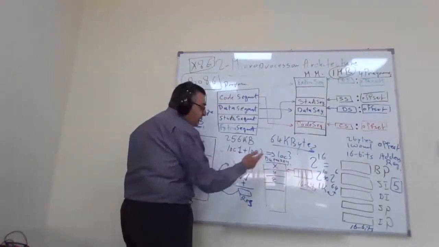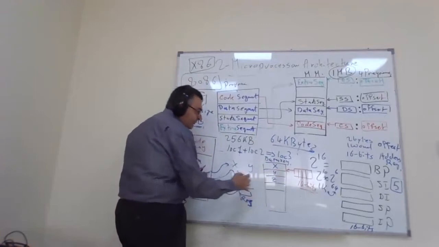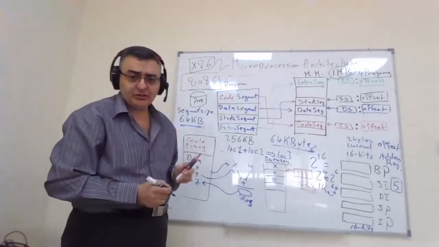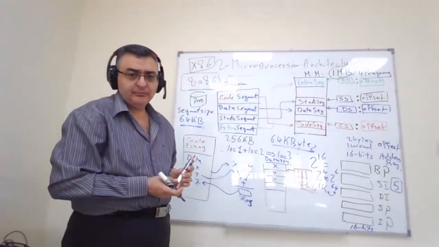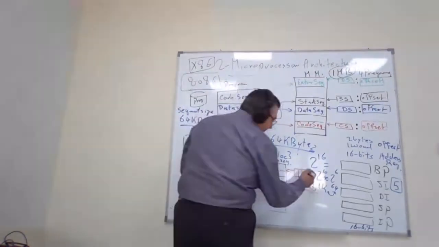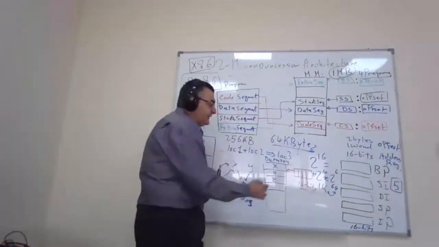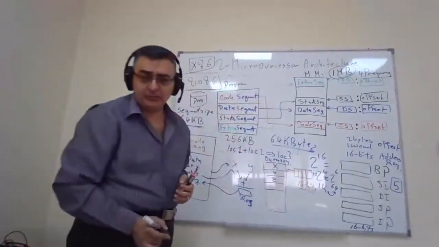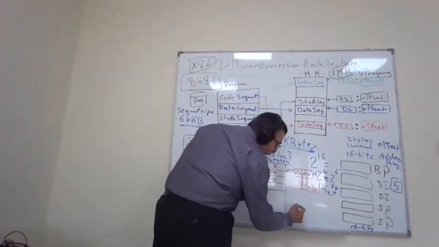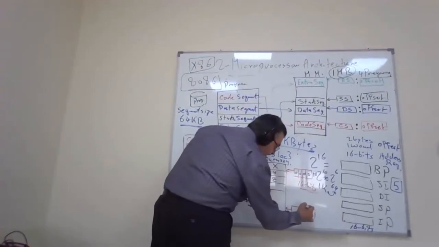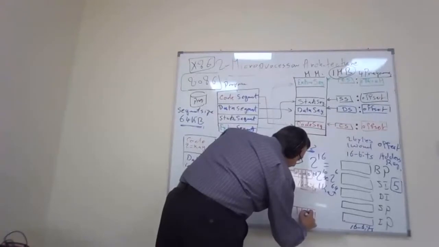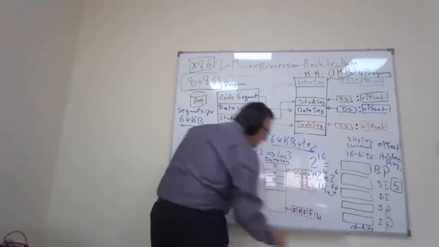What is the address of the first byte in that segment? If I want to write this address in hexa, what's the address of the first byte? Yes, 0000. So what is the address of the last byte? Right. It is FFFF in hexa.